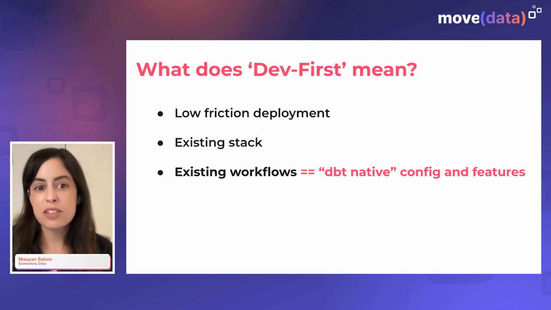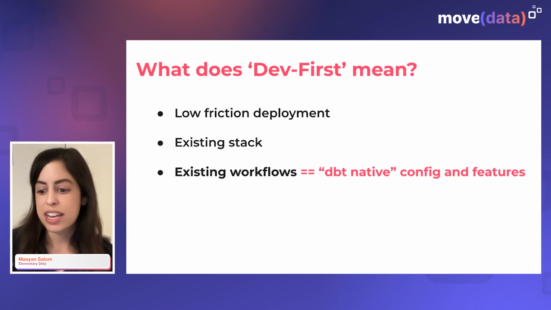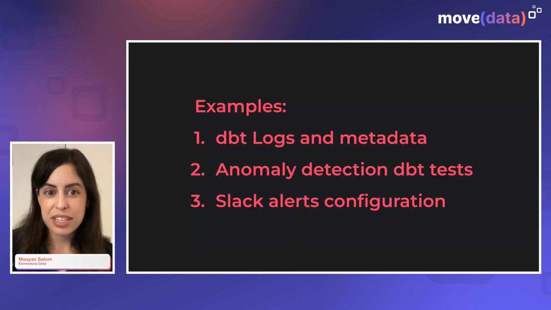But what does it mean to build into the existing workflows? So we came up with a concept called DBT Native. All of our configuration and features we try to make as DBT native as possible. And I'm going to give just 3 examples so you'll get the sense of it. Here are the 3 examples: DBT logs and metadata, anomaly detection as DBT test, and Slack alert configuration. Let's go into each one.